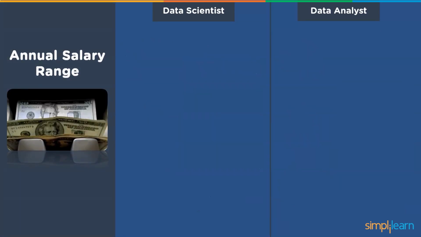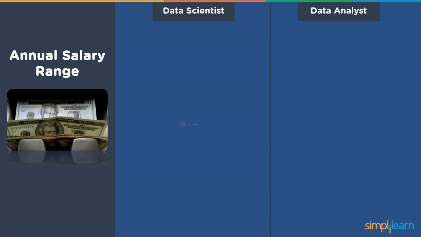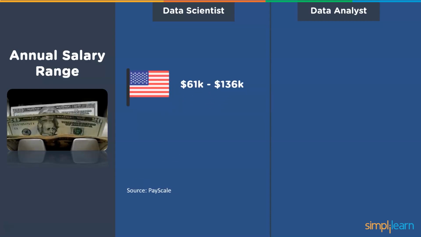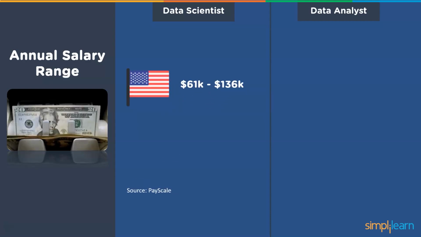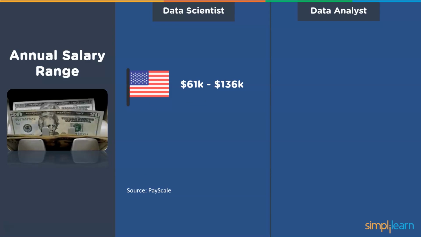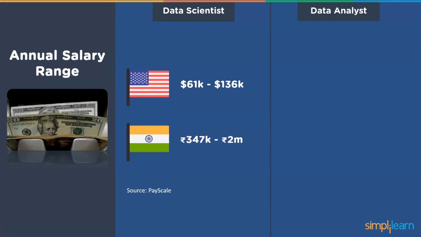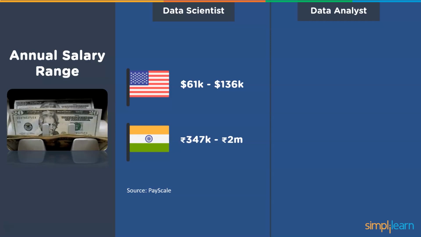Let's now have a look at the annual salary range of a data scientist and a data analyst both in the US and in India. In the United States, a data scientist can earn a minimum salary of $61,000 to a maximum of $136,000 per year. Meanwhile, in India, a data scientist can earn a minimum salary of 3,47,000 rupees to a maximum of 2 million rupees per annum.